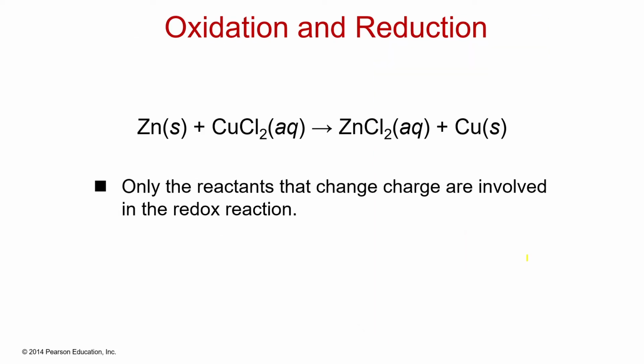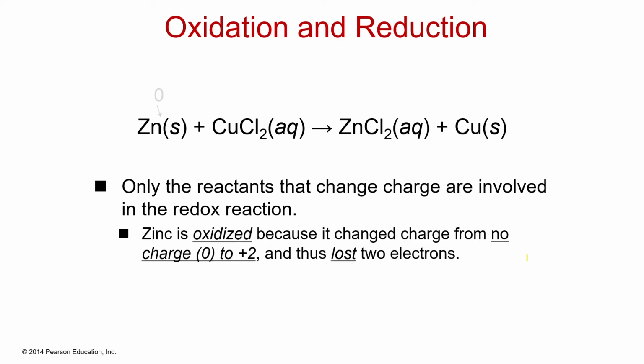Let's look at the chemical equation for this and track the process. This is a reaction, zinc reacting with copper(II) chloride, producing zinc chloride solution and copper metal. Only the reactants that change charge are going to be involved in the redox reaction. Let's start with the zinc. Zinc starts out as a neutral atom, a charge of 0, and ends up becoming an ion with a +2 charge.